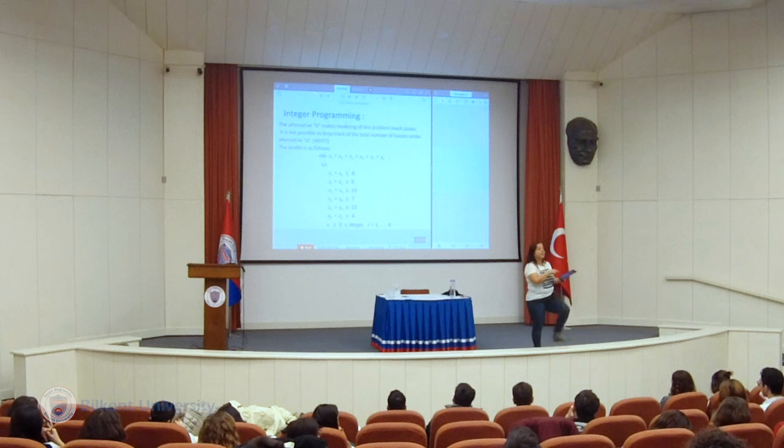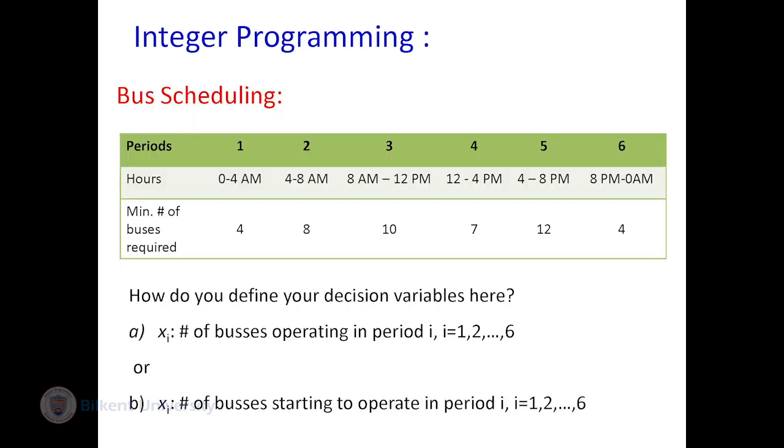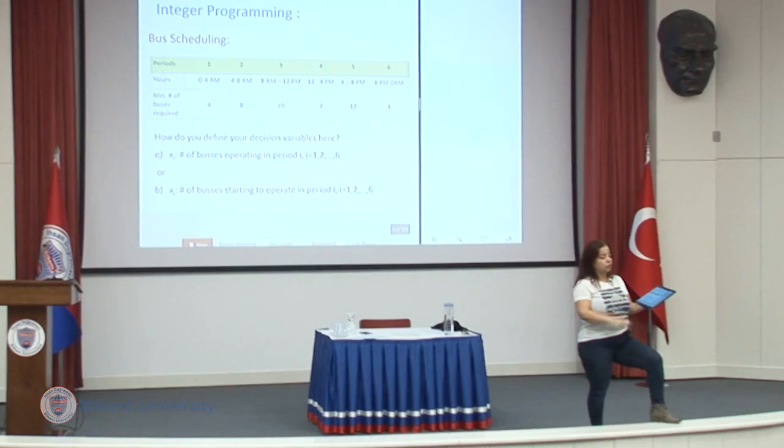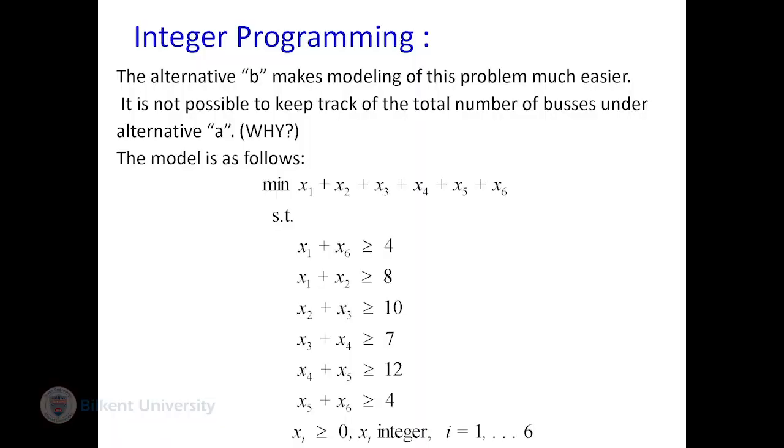Let's see, x5 plus x6. These are the guys working in period 6. Yeah, it was x5 and x6. So x5, number of buses started to work at 5. They will also work for period 6. So x5 and x6 are the buses working in period 6. And in period 6, I require 4 buses. So the formulation is correct. Right? Any other questions? Clear? All right.